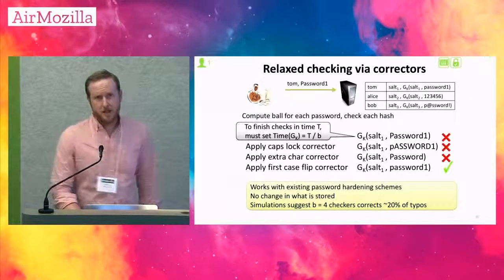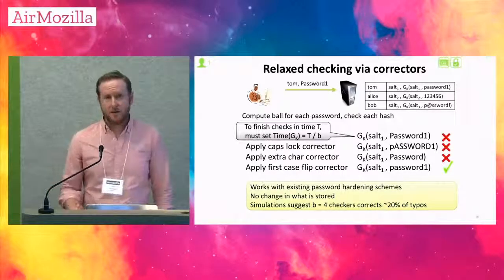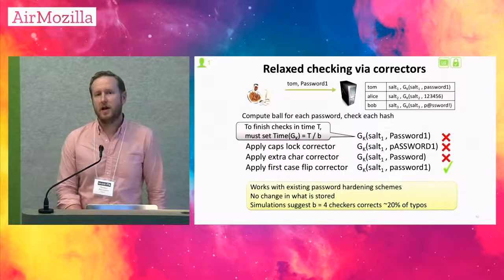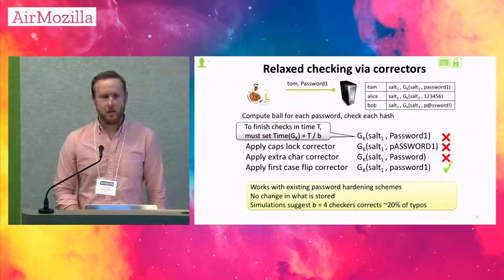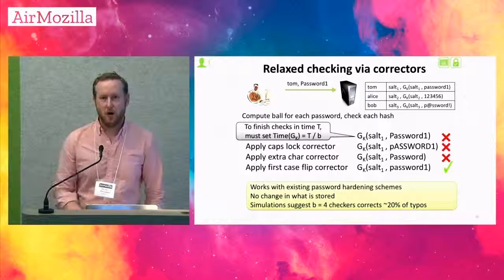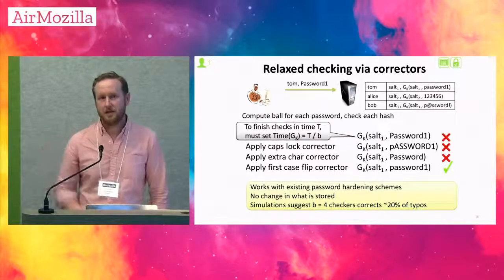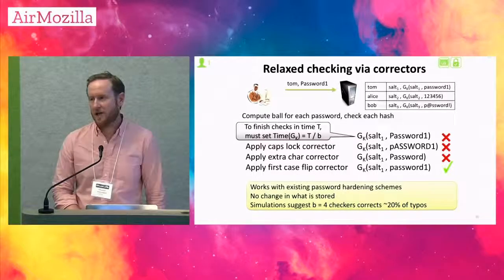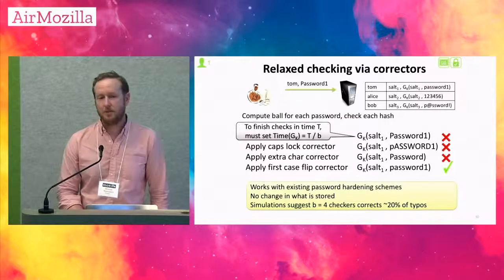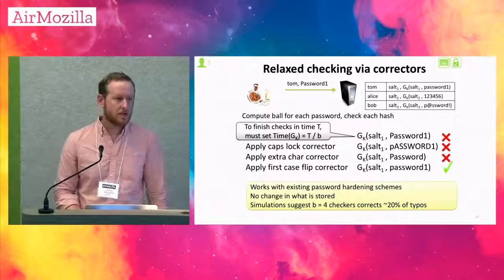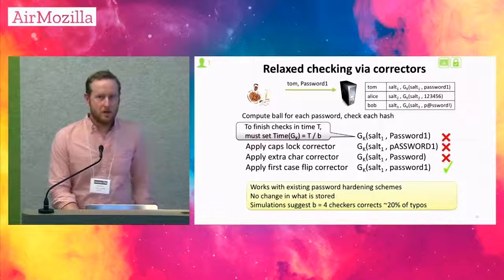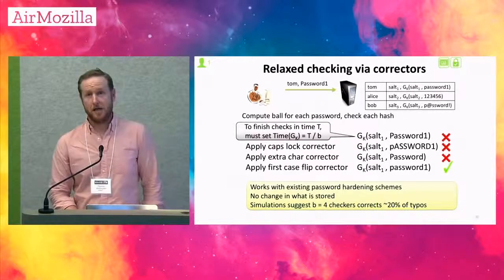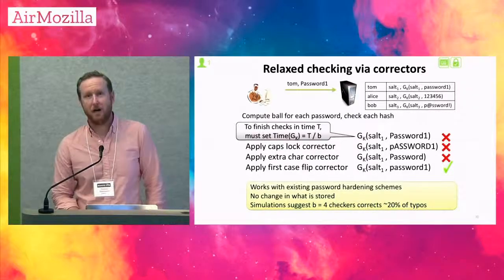It's interesting, this actually, like I said, works with existing password hardening schemes and doesn't change what's stored. In some of our initial simulation work, if you set the number of correctors pretty small, so the total number of things you check is 4, say, like in this example, that actually hits like 20% of the typos that people seem to make in Mechanical Turk studies. So that was pretty surprising, but I guess a lot of people make caps lock errors, for example, and also capitalization errors.